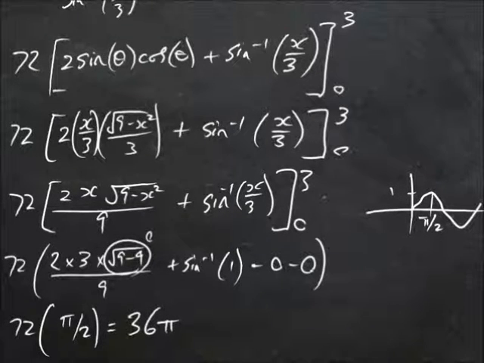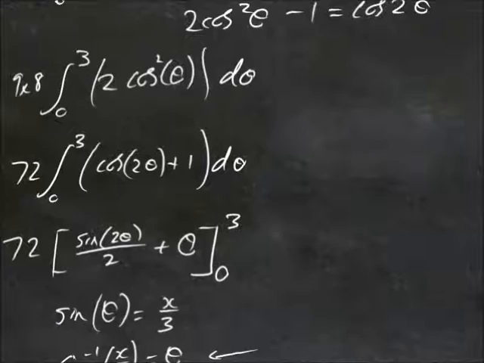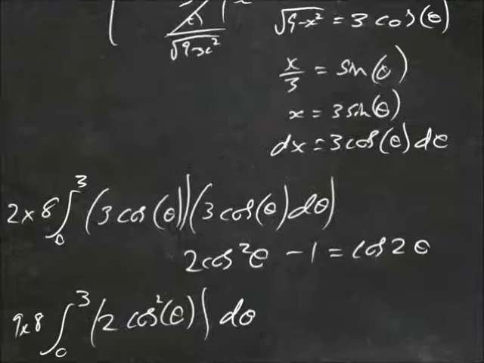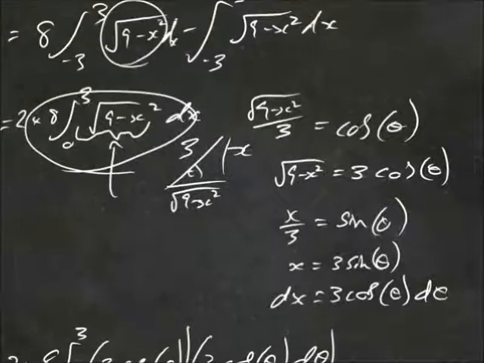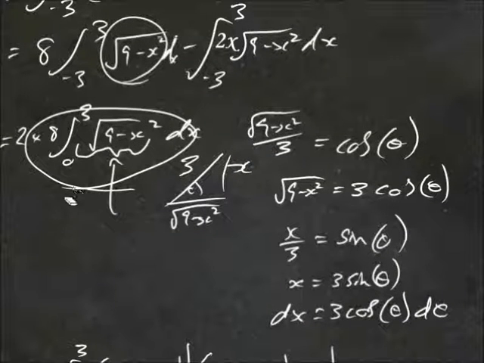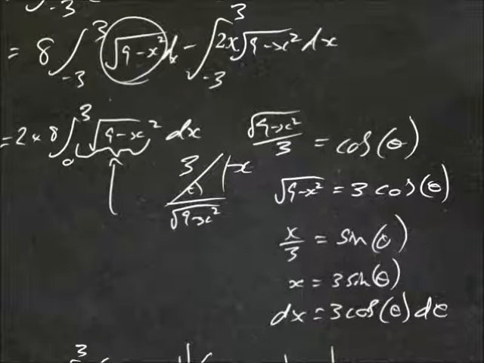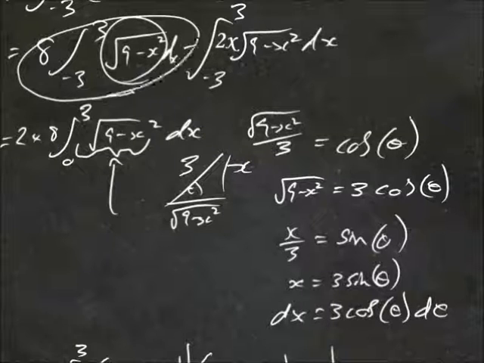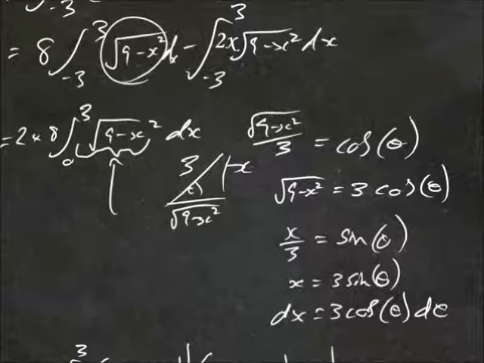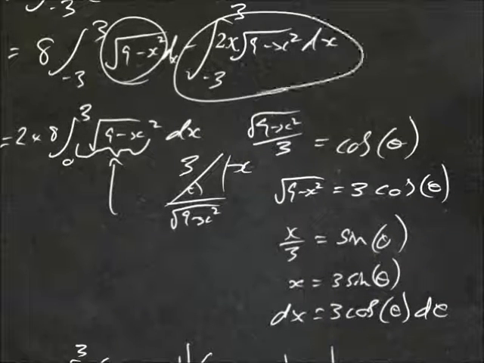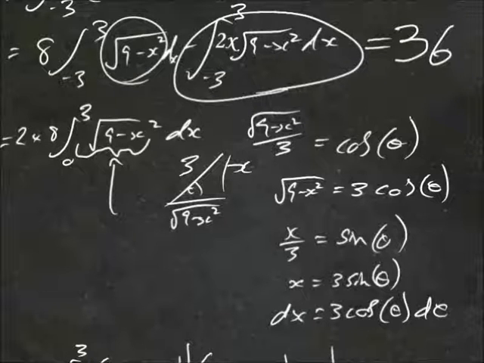So if we look at what we were actually integrating, we solve this. If you solve this, you'll find that it's 0. Therefore, our final answer is 36 pi.